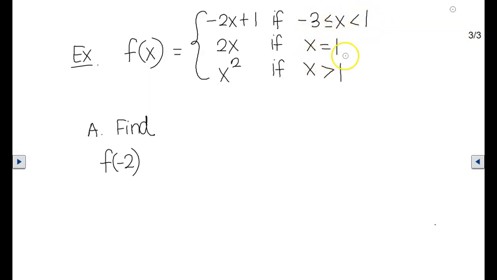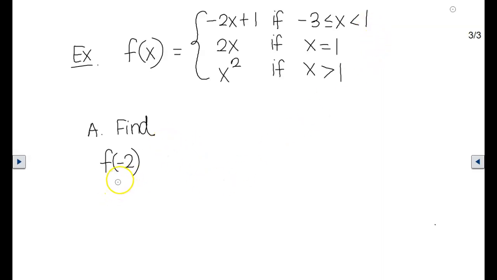Check out this domain. If x is negative 2, is negative 2 equal to 1? No. Check out this last domain. x is greater than 1. Is negative 2 greater than 1? No. So what I want you to notice is that the input value of negative 2 only fits one of these three domains, and it's the first one. Negative 3 is less than or equal to negative 2, and negative 2 is less than 1. Negative 2 is not equal to 1, and not greater than 1. So if I need to find f of negative 2 in this piecewise function, rule 1 is the piece that fits it. Rule 1 has the domain that I need.